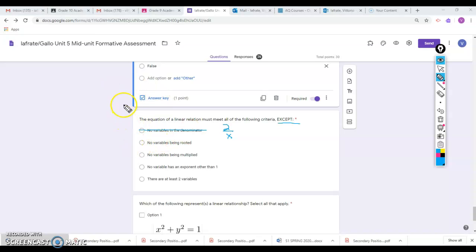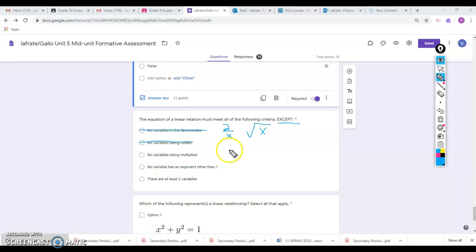So it's kind of like saying, which of the following is not a vegetable? Or all of the following are vegetables except apple, carrot, lettuce, so on and so forth. You're choosing the one that's not the vegetable. Here we're choosing the one that's not part of the rules. No variables being rooted. That's true. We don't want to have, for example, square root of x. So that's one of the rules. We're crossing that out. We're choosing the one that's not a rule.